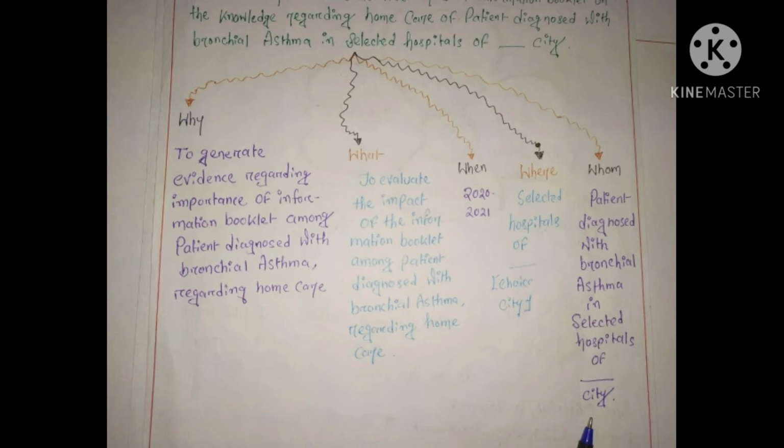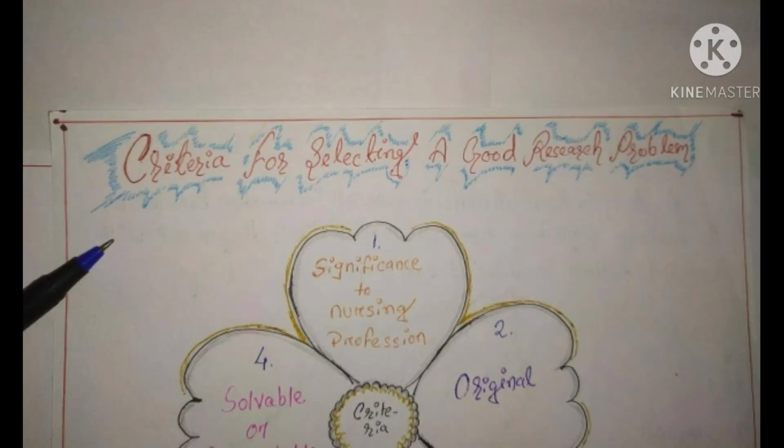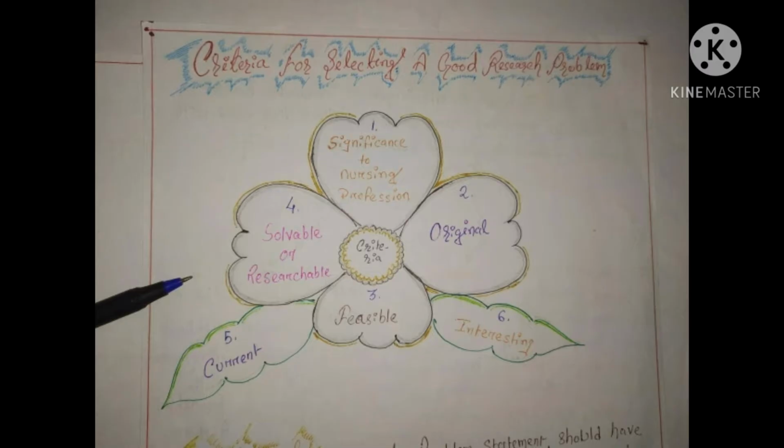Okay. So now we will study criteria for selecting a good research problem. Okay, wait a minute. You can make this kind of design to make your answer look attractive, only if you have time. And you can make a simple flow diagram too, no problem with that.